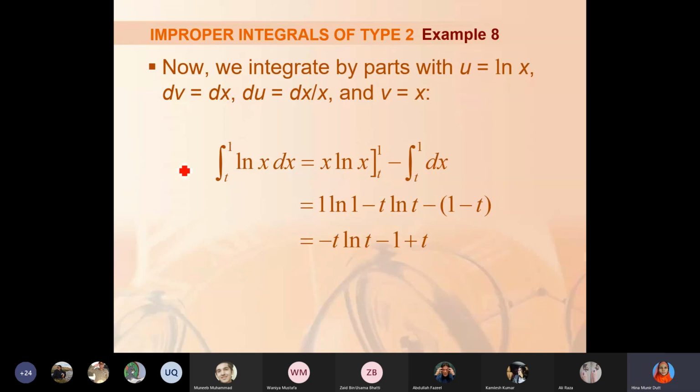What about the limit? This becomes 0 as t approaches 0. This is constant. What about this one? 0 into minus infinity. So I will write it as 0 over 0 form or infinity over infinity form. How can I write it? I can write it as ln of t over 1 over t. This is minus.